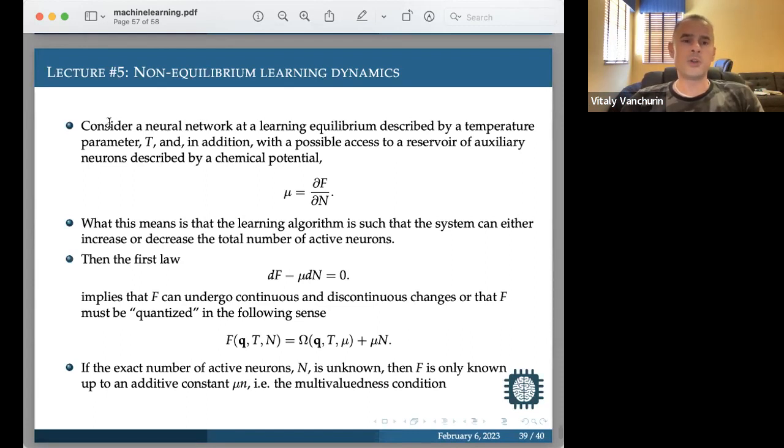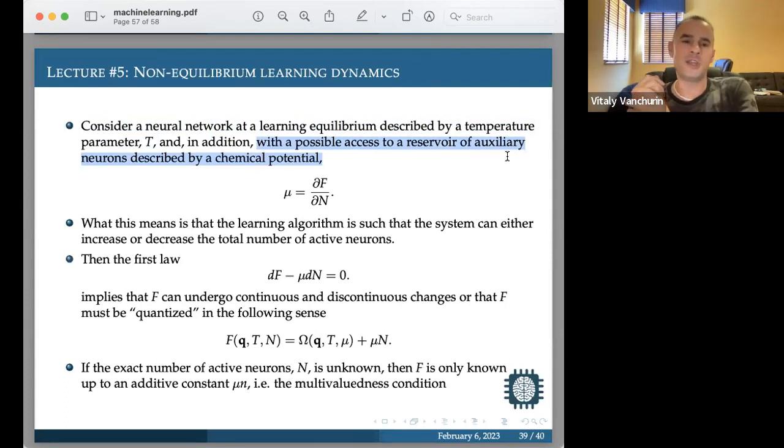Now, what we're going to do is consider a neural network at equilibrium at some temperature. That means that the average value is fixed, so some temperature from the previous two lectures. But in addition, we're going to impose one more condition. We're going to assume that it's not alone. It's not just a neural network with a fixed number of neurons, but there is a reservoir, a bath of additional neurons.